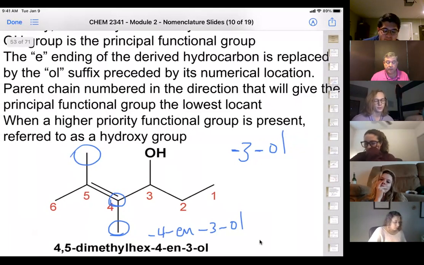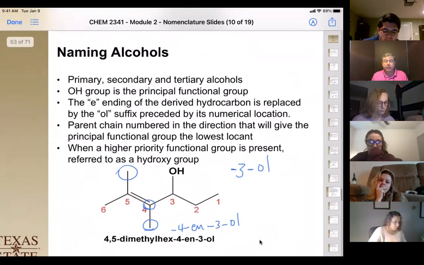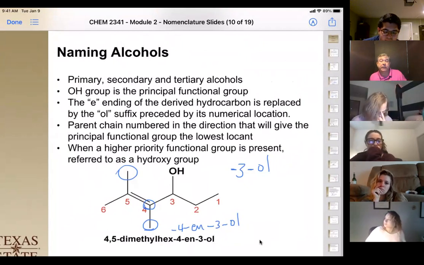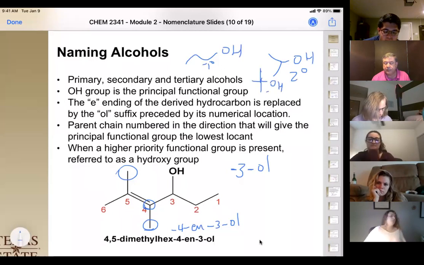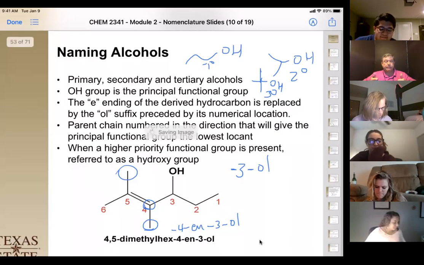Questions on that? Okay. So alcohols also come in primary, secondary, and tertiary groups, okay? And it all depends on what the carbon is. So if you have it on a primary carbon, it's a primary alcohol. If you have it on a secondary carbon, it's a secondary alcohol. And if you have it on a tertiary carbon, it's a tertiary alcohol. So it's all about the nature of the carbon the OH is bonded to.